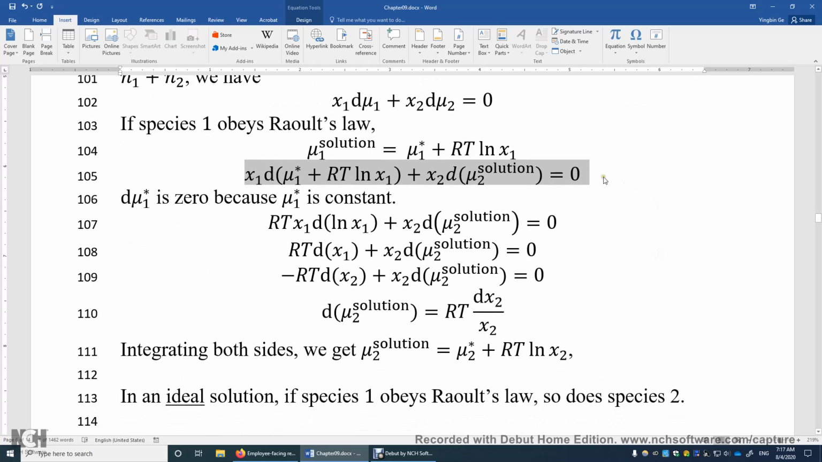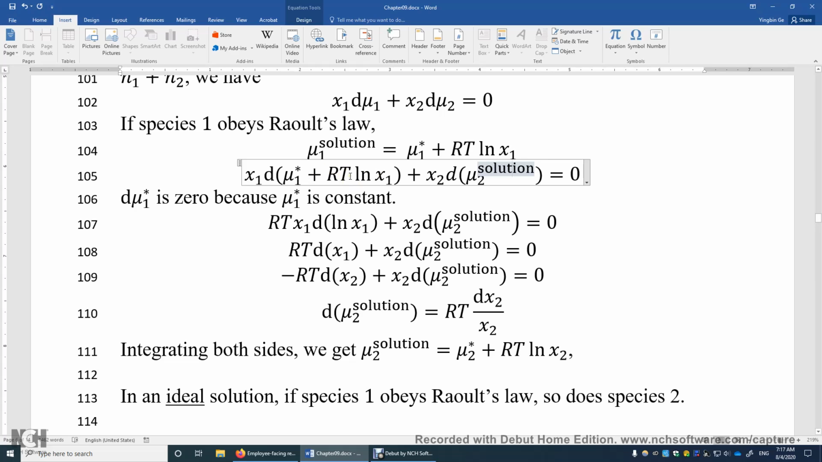Just to emphasize, this mu2 is the chemical potential of 2 in the solution. I put a solution label here, so this d mu2 and this d mu2 solution are the same thing. Now, d mu1 star is 0 because mu1 star, the chemical potential of pure 1, is a constant. So we just need to look at the second term.